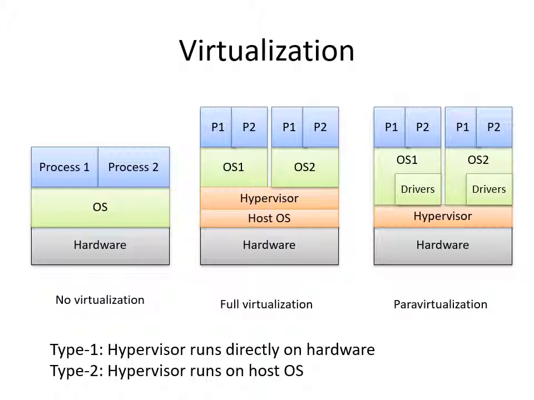No, the two things are orthogonal to each other. You can have type 1 full, type 2 para, type 1 para-virtualized, type 2 fully virtualized, type 2 para-virtualized. Those two axes describe virtual machines.